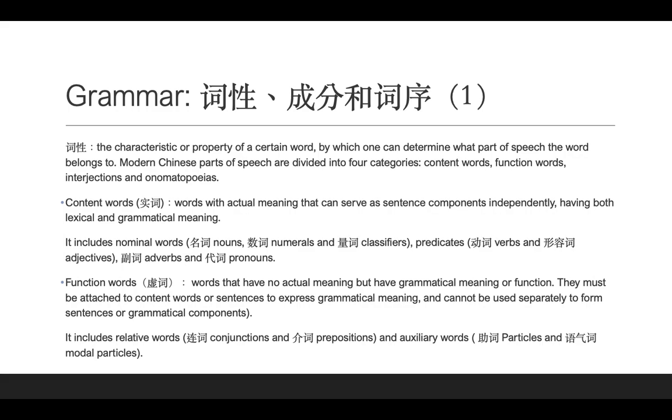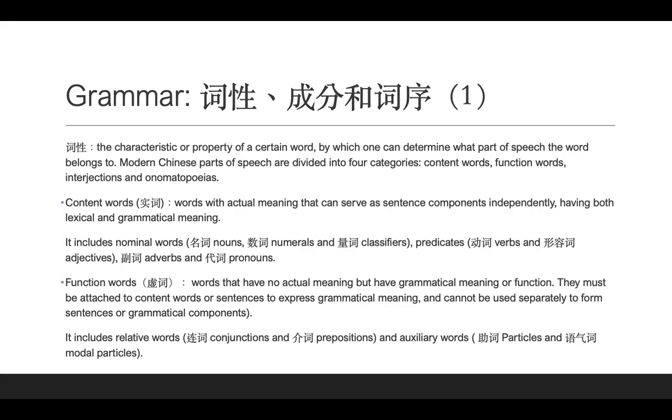And at the end of the overview of 的 today, maybe it's a little bit complex, but I think little by little we can overcome this because I think we need to learn some of the basic grammar of Chinese. And today we are going to talk about the characteristics or property of a certain word, which is 词性 in Chinese. So 词性 is the characteristic or property of a certain word by which one can determine what part of speech the word belongs to.